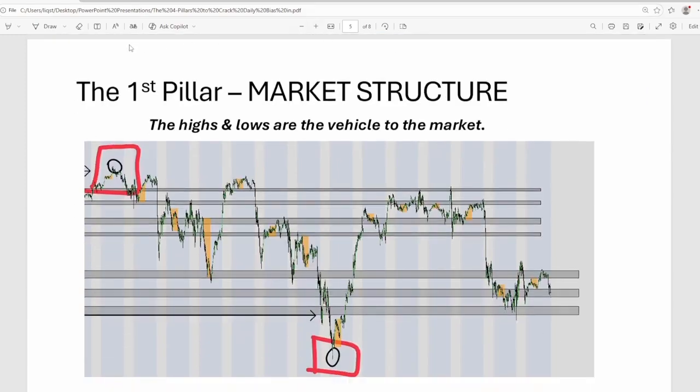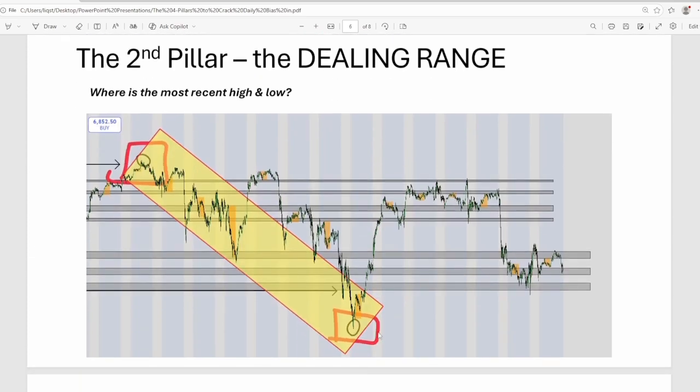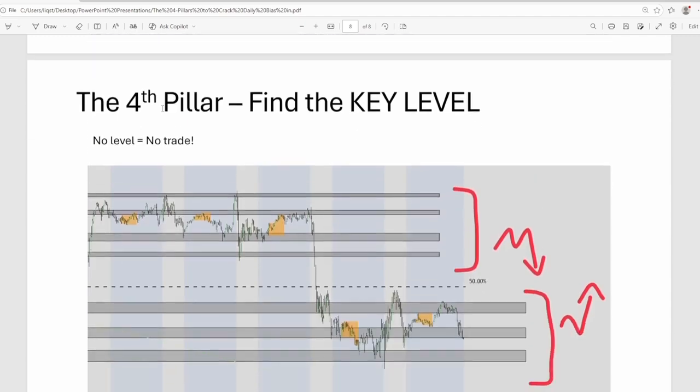So this is just a basic summary of what's going on. The first pillar is market structure. These are the highs and lows. Then from there we have our dealing range. Then from there we understand premium and discount. So these are premium absorption areas, these are discount absorption areas. And then of course finding the key level.